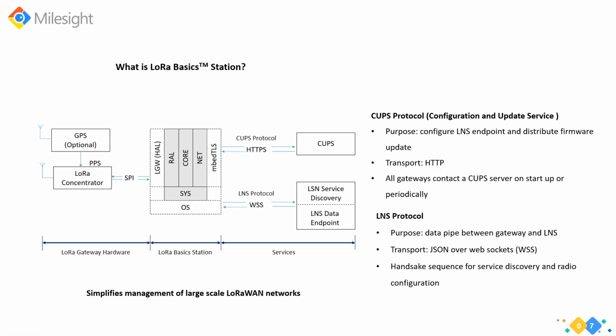It's basically just HTTP, nothing else, and is invoked either periodically or during startup by the gateway. And the LNS protocol, the LoRaWAN network server protocol, provides a bidirectional communication channel over secure WebSockets, with low latency between the uplink and the downlink. So now we can better understand that the LoRa Basic Station software works as a data pipe between the LoRaWAN network server and the gateway.